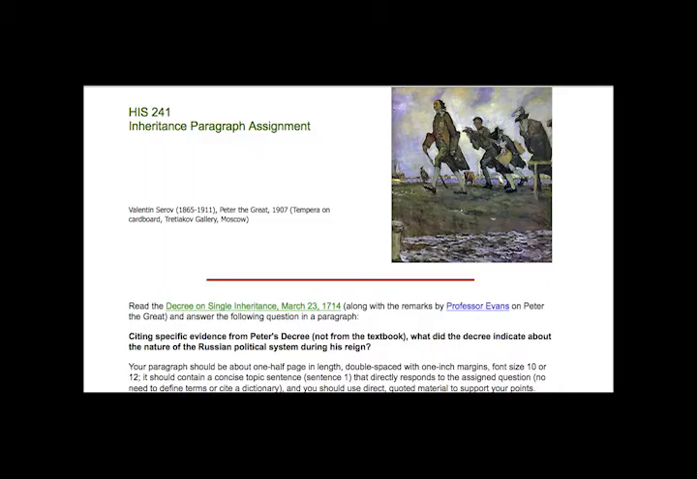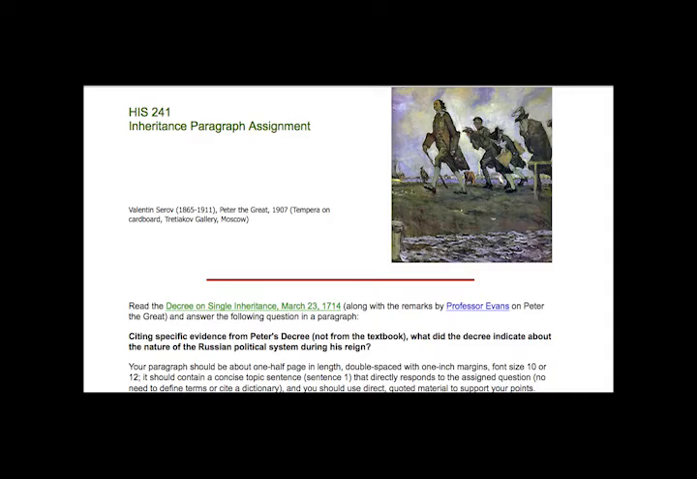Now, there's a lot of different ways you can approach this question. In the past, students often end up talking about economics or the class structure of Russian society. That's possibly fine as long as you tie it to the Russian political system, the system of wielding political power in Russia, because that's what the assignment is. That's what I'm looking for you to address with this question.